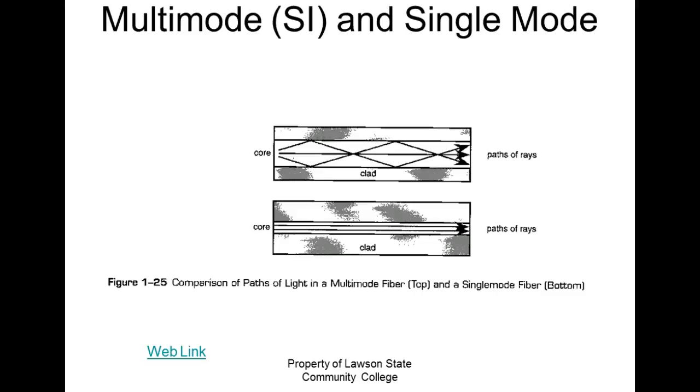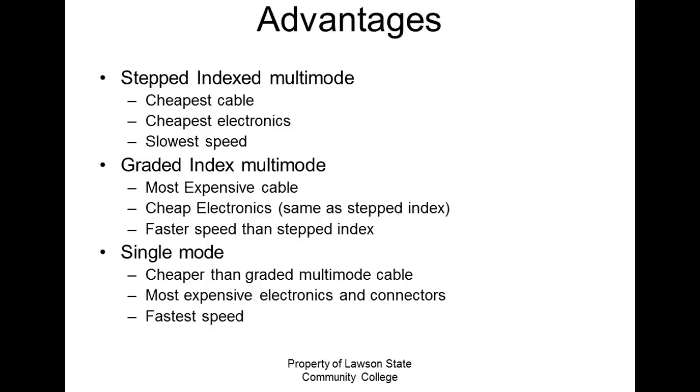So single mode, we just use extremely small cores. And the light can't do anything, right? You understand? I mean, it's just got one path. Stepped index multi-mode: cheapest cable, cheapest electronics, slowest speed. Graded index: most expensive cable, cheap electronics, faster speed than stepped index. Single mode: cheaper than graded index cable, most expensive electronic connectors, but we have the fastest speed.